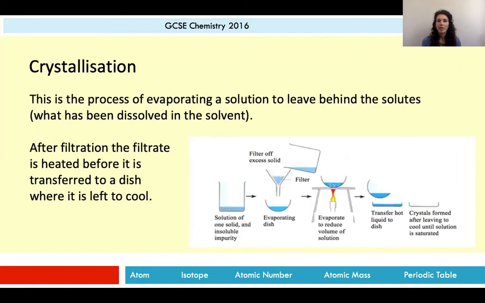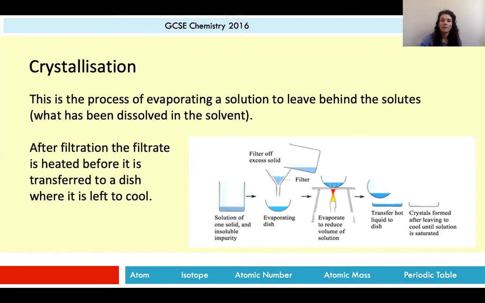Remember the other separation technique that I couldn't think of the name of just a moment ago is crystallization. So that's where you evaporate a solution so that you just leave behind the solute. If you imagine I'd made that salty water that I was talking about a moment ago, so I've got a beaker of salty water. Now I'd like to separate it back out again. What I can do is use crystallization.